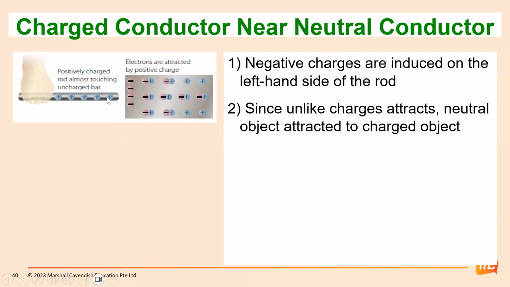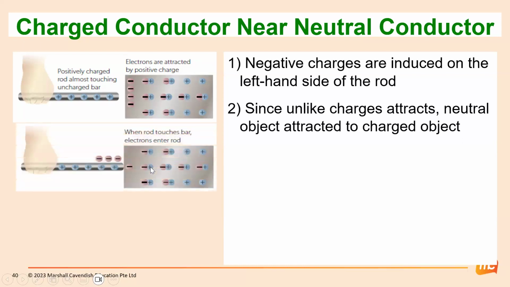Because of these unlike charges, they will attract each other. So the charged object will again attract the neutral objects. But the difference is, once I touch them during the attraction, this is a conductor. It's different from just now. Just now, the examples were all insulators. For conductors, the charges can move easily out of the material.